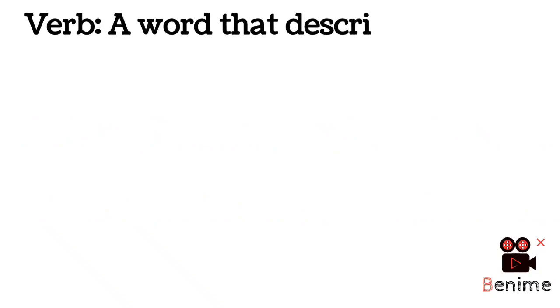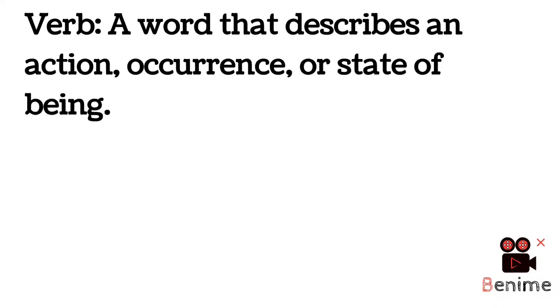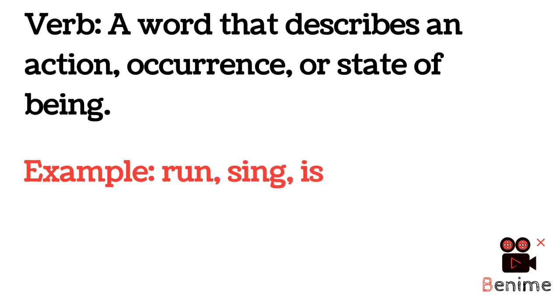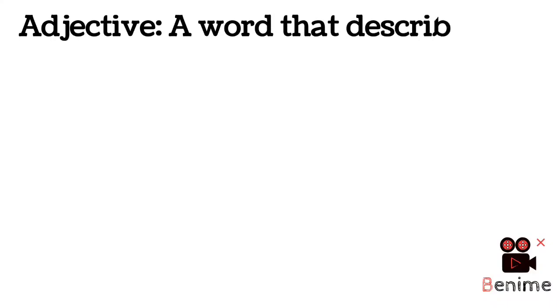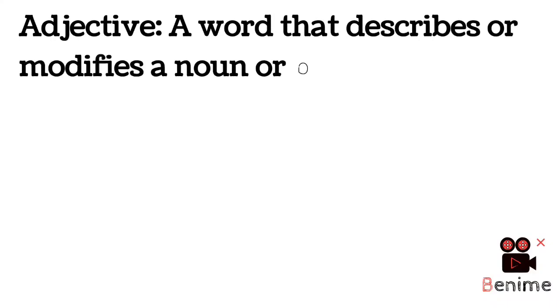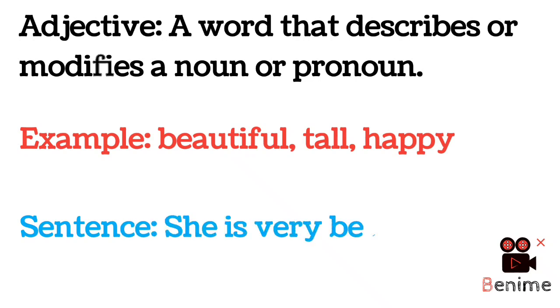Verb: a word that describes an action, occurrence, or state of being. Example: run, sing, is. Sentence: I like apple. Adjective: a word that describes or modifies a noun or pronoun. Example: beautiful, tall, happy. Sentence: she is very beautiful.